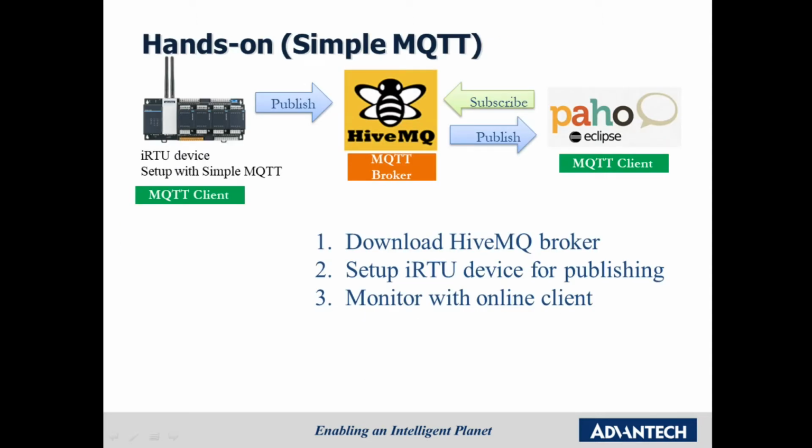So here is the hands-on. The application scenario may be illustrated as the image. We use 3 steps. Step 1 is to set up the broker, either using HiveMQ or Mosquitto broker. And second is to set up the iRTU device for publishing. And third is to monitor with other online clients.